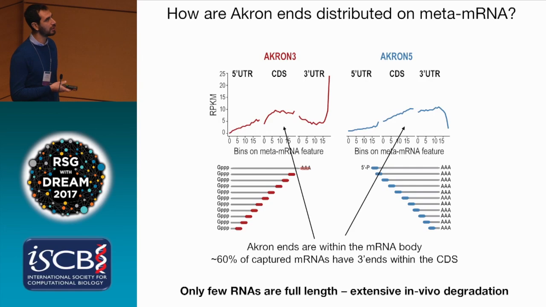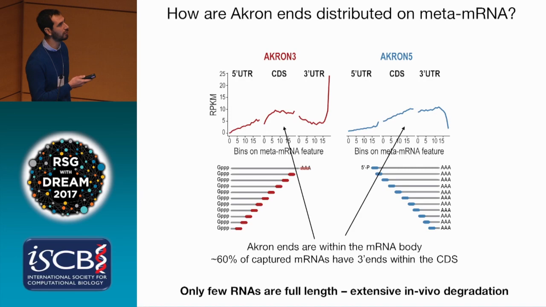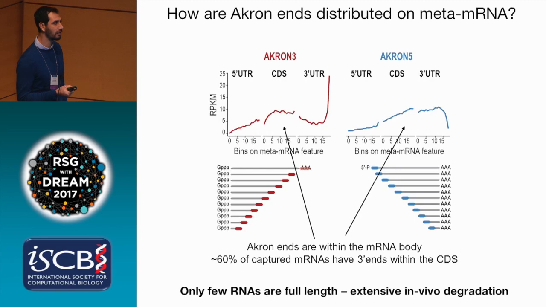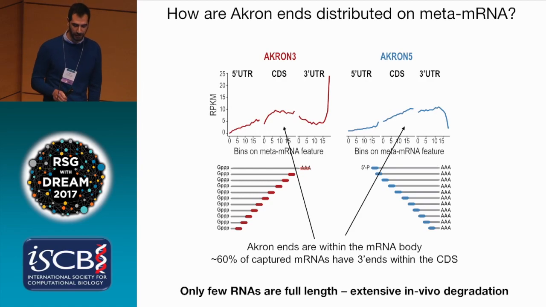Now, if everything was according to the textbook view of the mRNA, what we would expect, for example, for the Acron-3, remember these are all capped RNAs, is that we would see all the 3' ends being at the extreme end of the 3' end. But this is not what we see. Actually, what we see is that there are a lot of ends within the mRNA body, and this is true for the Acron-3 and for the Acron-5 as well. And approximately 60% of the captured mRNAs have 3' ends within the coding sequence. So this indicates that only few RNAs in cells are actually full length, and there is very, very extensive in vivo degradation.